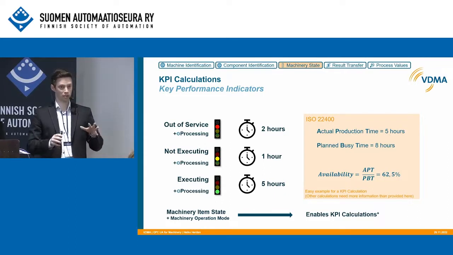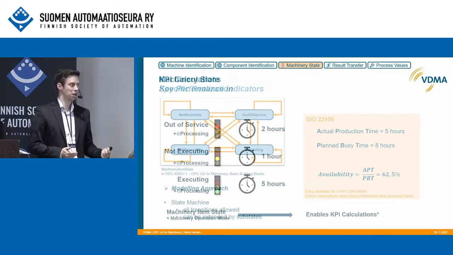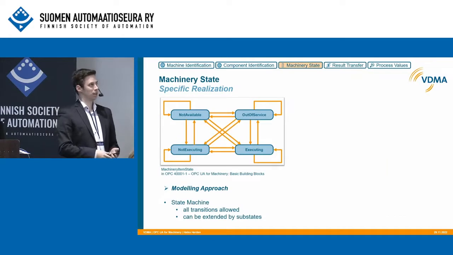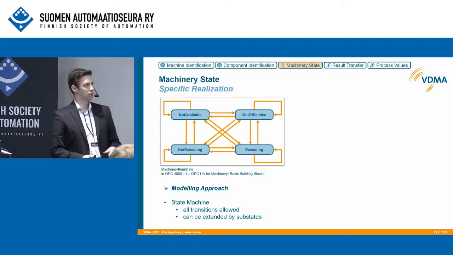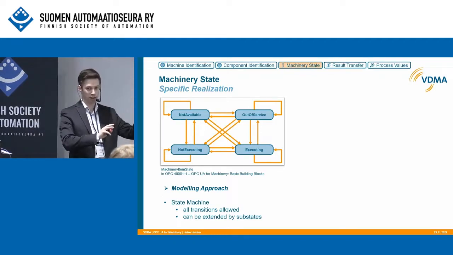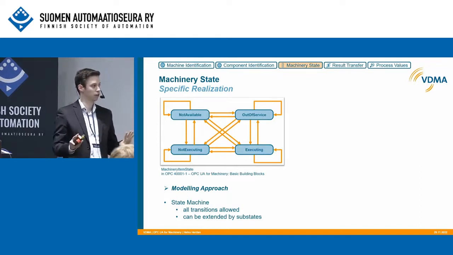And if we make a very complex model, then many domains will say, oh no, this doesn't fit for us. So we kept it simple, but you can extend it. So for example, this is the state machine that I have just explained with not available, out of service, not executing, executing. We said you can transition from every state to every state. We don't want to restrict anything here.